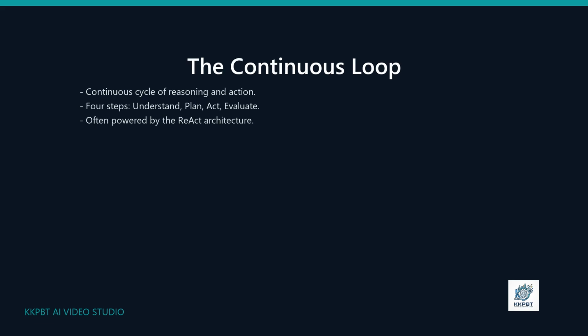At the heart of every agent flow is a continuous loop. It doesn't just guess what to say next. First, the AI reads your request to understand the goal. Second, it creates a plan. Third, it executes an action. And fourth, it looks at the result to see if the job is finished. This cycle of reasoning and acting is often built using an architecture called REACT, short for Reason and Act.